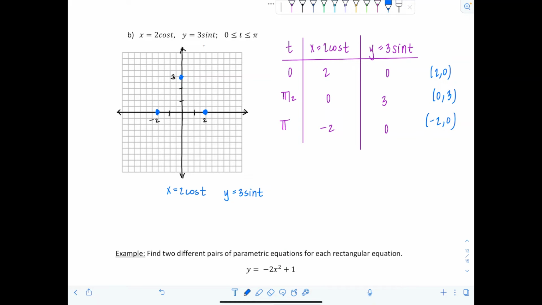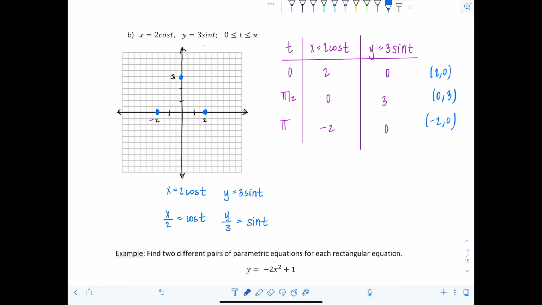Typically, when you're working with trigonometric functions, you're going to want to use your Pythagorean identities to eliminate the parameter. What do I mean? I'll show you. If you were to get cosine t by itself, you would have to divide by 2. So x over 2 is equal to cosine t, right? And then similarly, y divided by 3 is equal to sine of t.